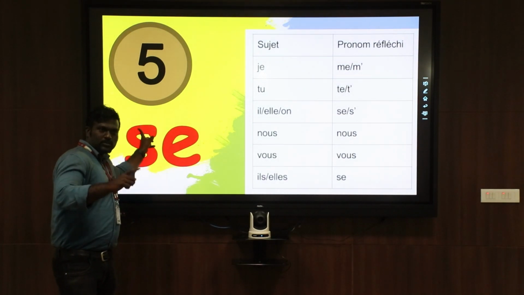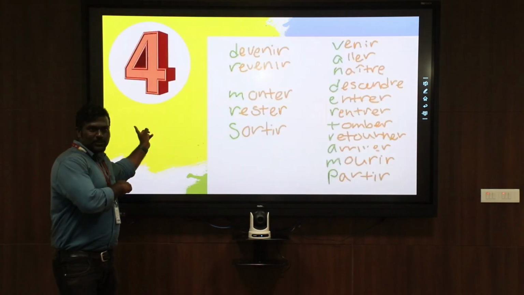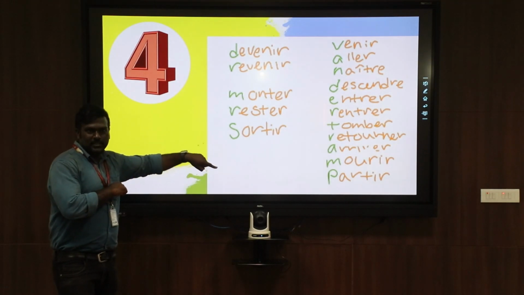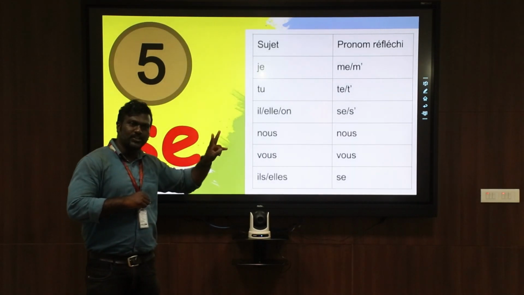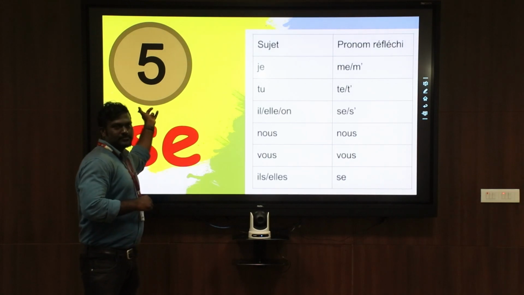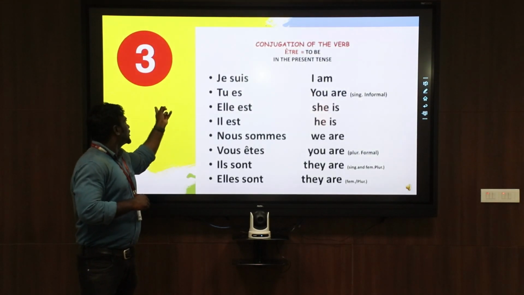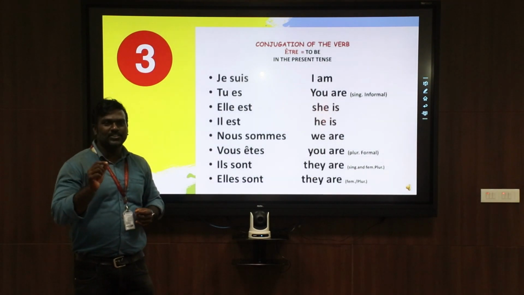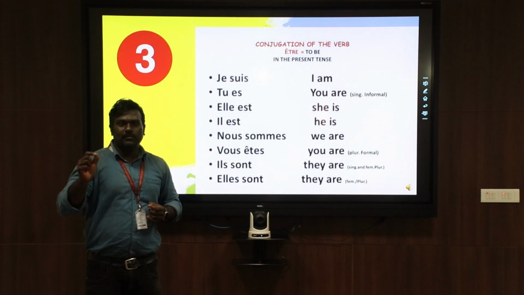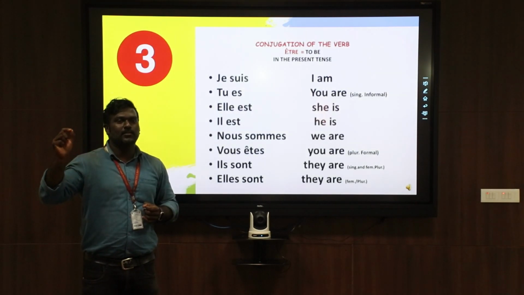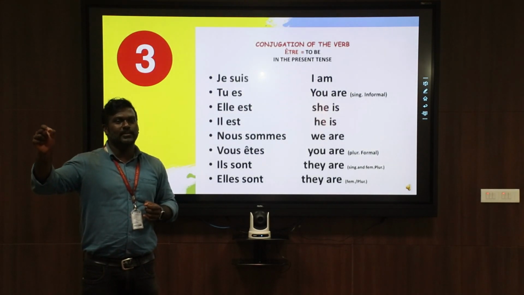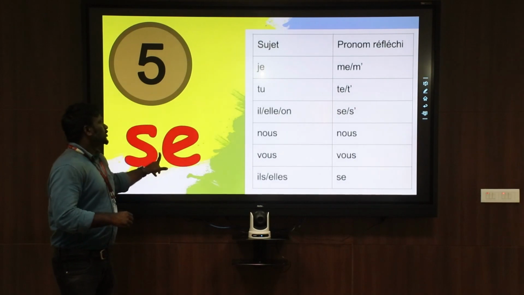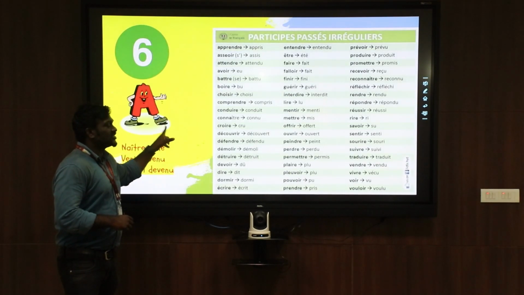When we have these two conditions from the fourth slide and fifth slide, we use the third slide. The third one will be the auxiliary verb when the conditions agree with the fourth slide and fifth slide. Then we go to the sixth slide.